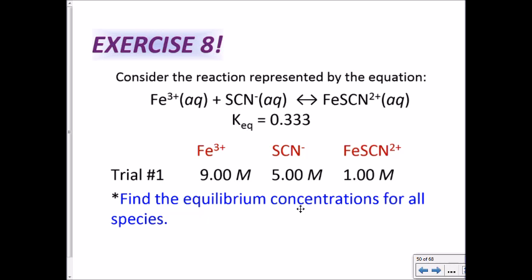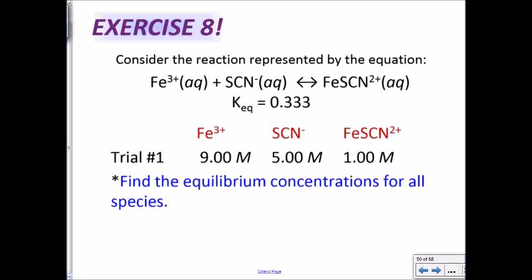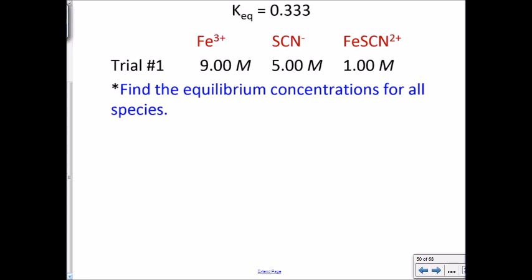Okay, so finding the equilibrium concentrations for all of these species. Here, we are given all of our initial concentrations. We're given all the I's here. So we can make a rice chart very simply. Still using that same reaction. We're going to use some new reactions in a minute.